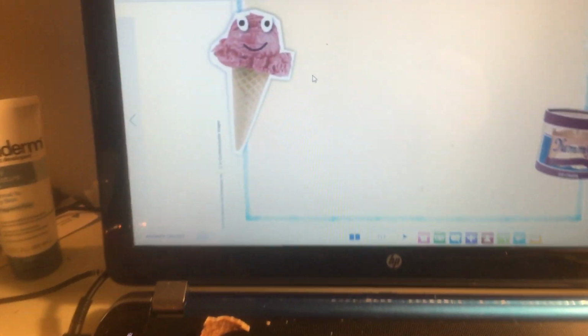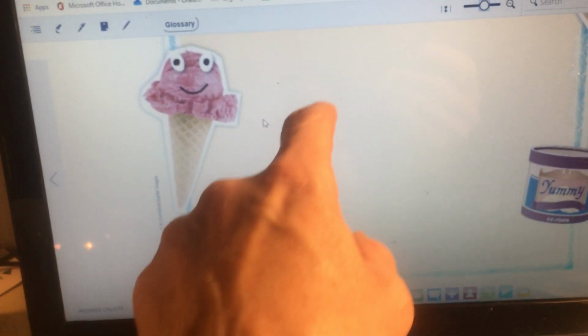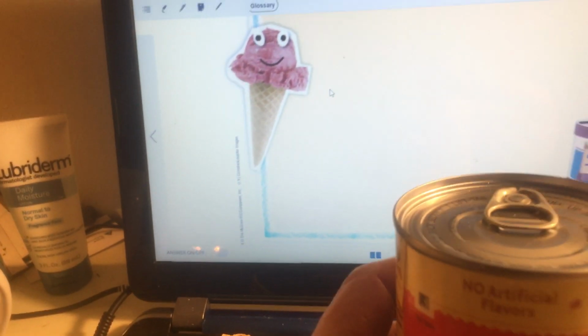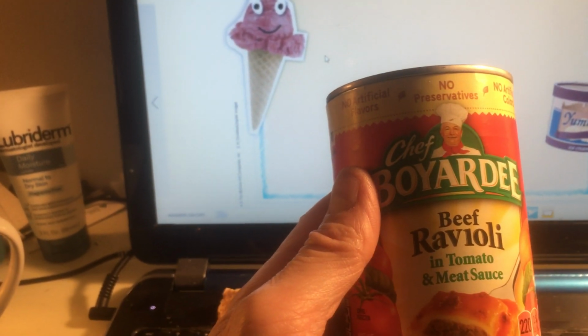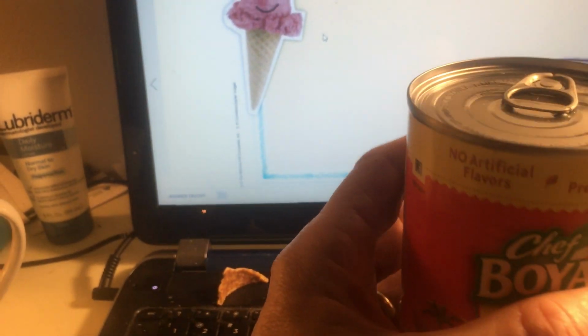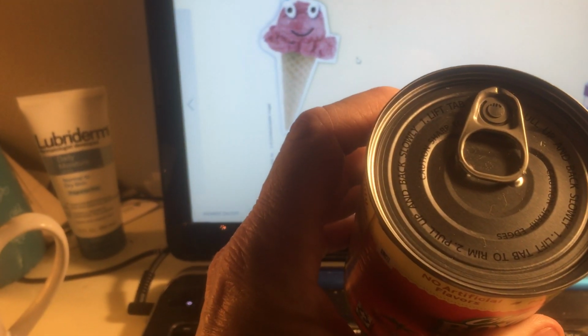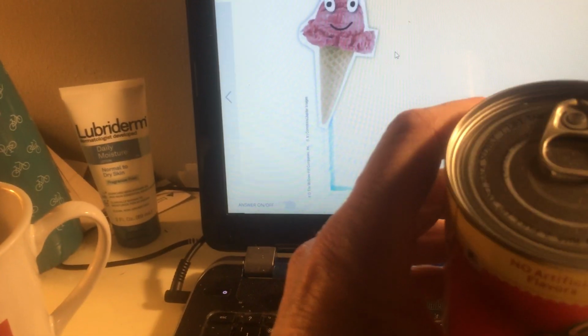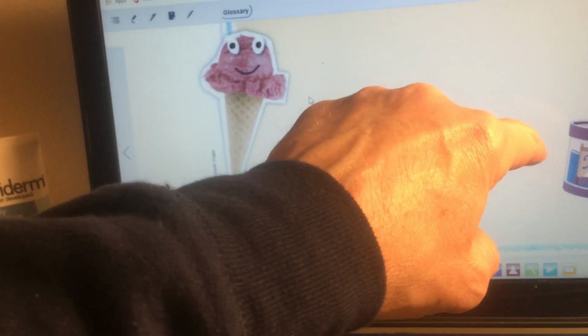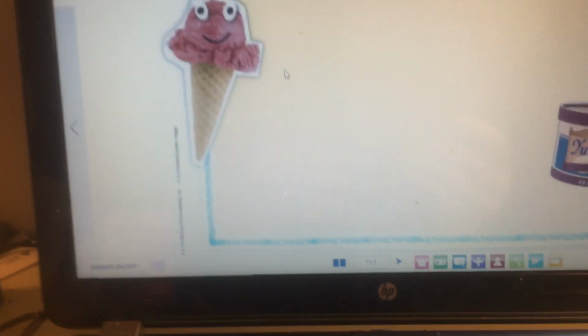So on page 717, you're going to just draw one circle here. Now for this ice cream container of yummy ice cream, just like this container of yummy Chef Boyardee beef ravioli in tomato and meat sauce, how many faces are on this shape? Well, there's the top and the bottom. There's two. So next to the ice cream cylinder, you're going to make two circular faces.